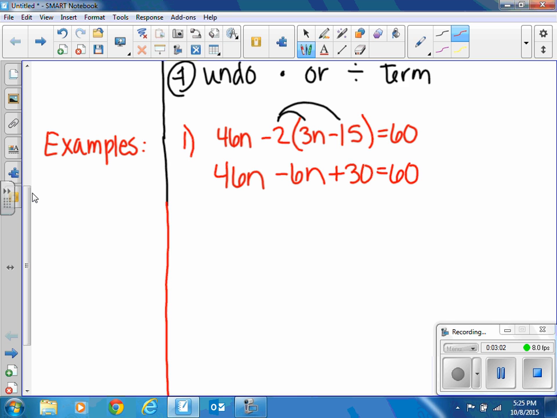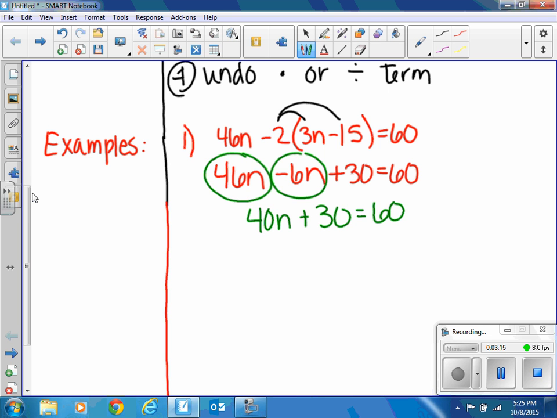Well, we did our distribute step. Now we can combine like terms. We got 4 6n and a negative 6n. 4 6n minus 6n gives us 40n plus 30, and that's equal to 60. All right, so we did step 1, step 2. Step 3 tells us we're going to undo our addition or subtraction. So we're going to subtract 30 from both sides. These cancel. 40n equals 30.